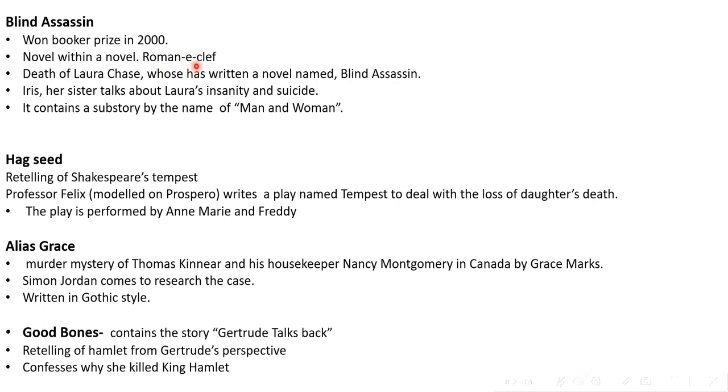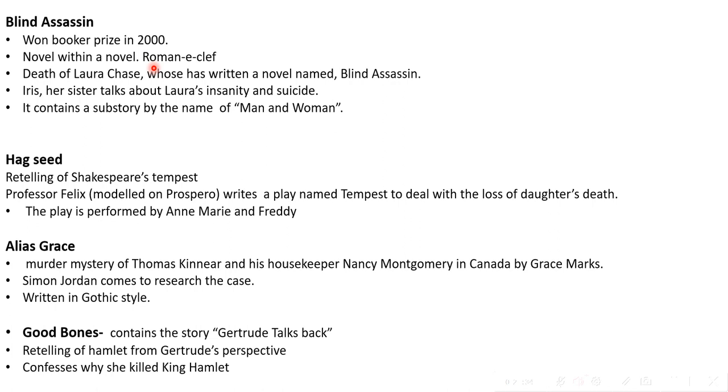Yes, somebody from a real life character will be presented here as distinguished, not by their real name, but by some other name. But in this work, there is a novel within a novel. The novel named The Blind Assassin is being written here, and it is talking about Laura Chase, who has committed suicide, and she is writing that novel.